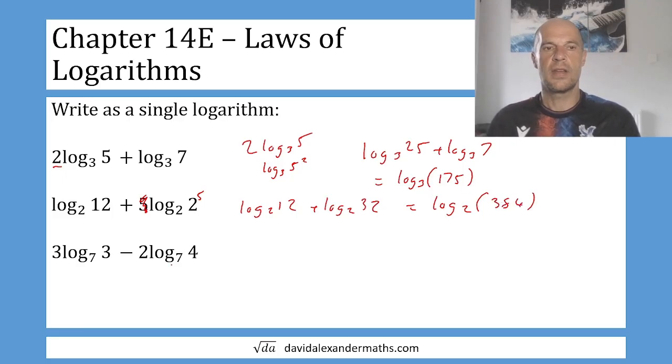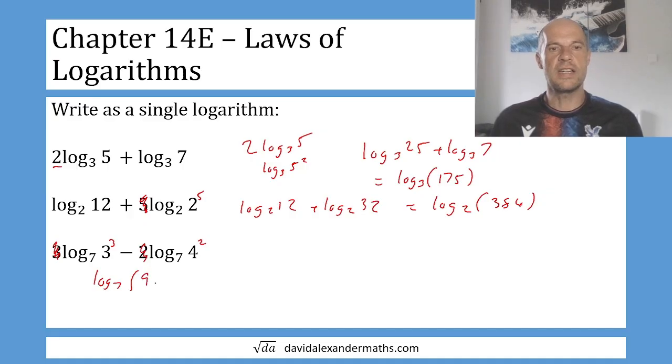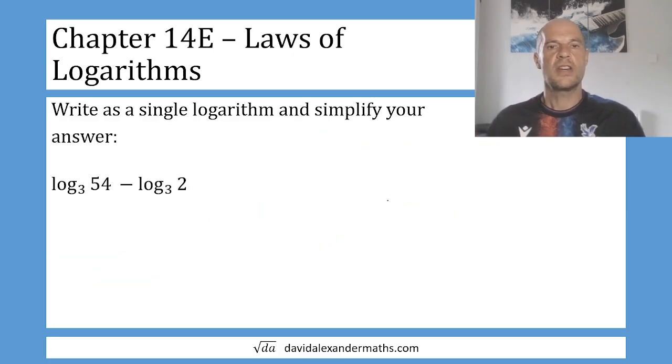384. 3 log 7 of 3, well that is going to be the log 7 of 3 cubed, minus 2 log 7 of 4, well that is 4 to the power of 2, so 4 squared. So that becomes log 7 of 9 divided by 16, so we can just write that as log 7 of 9 over 16.